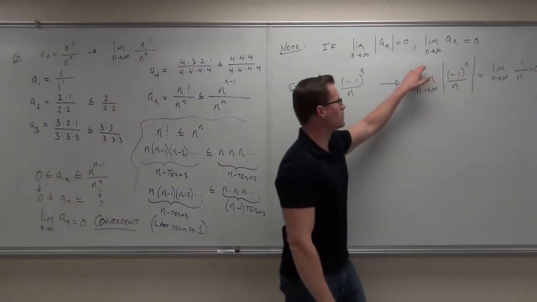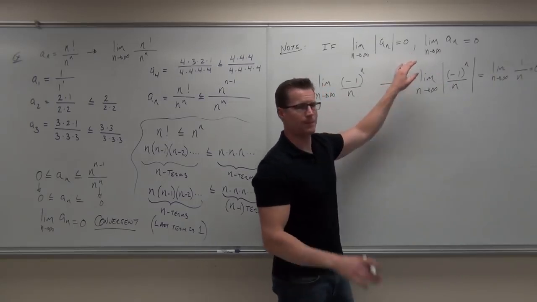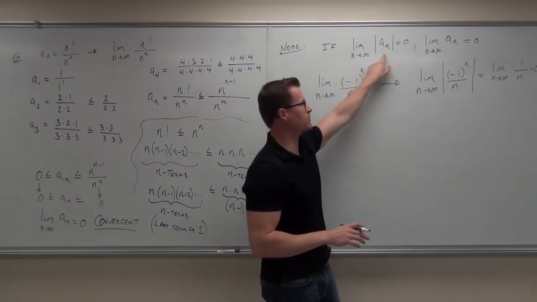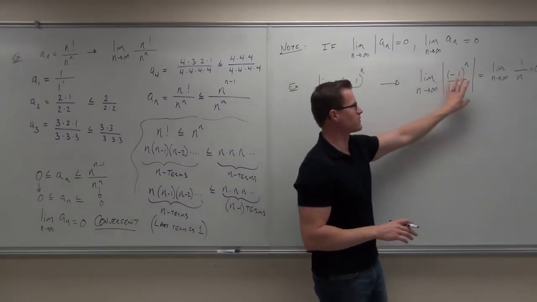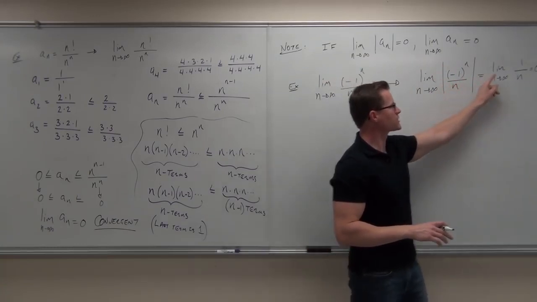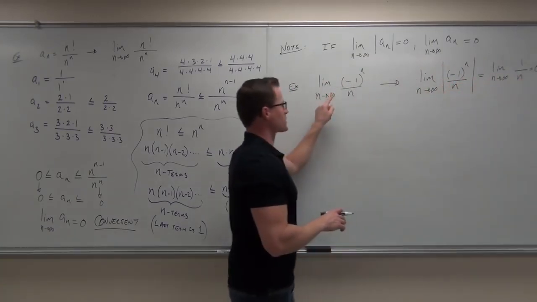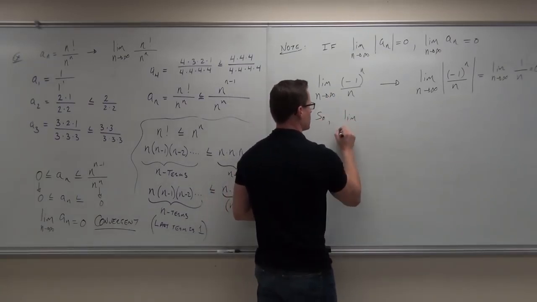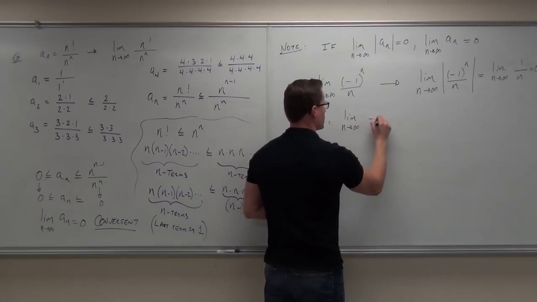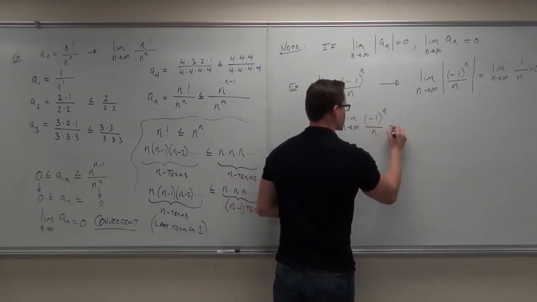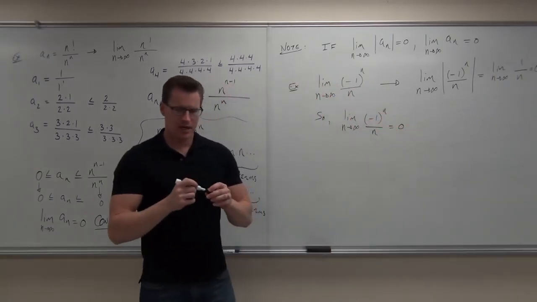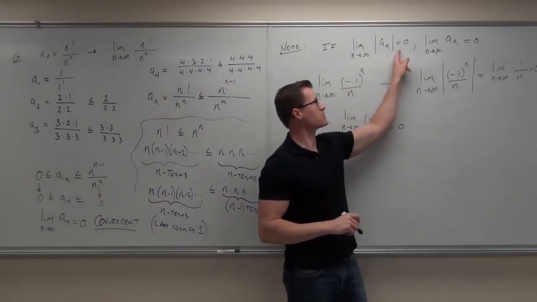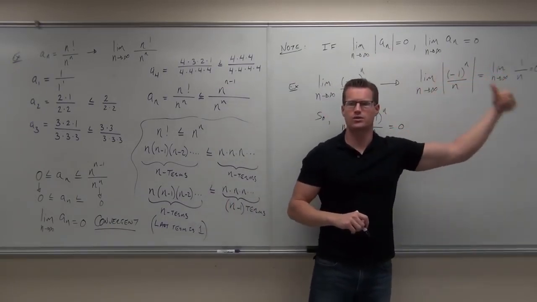And here's where our little theorem comes in. It says take your sequence, whatever you had, take the absolute value of your sequence. Okay, here's our sequence. Let's take the absolute value of our sequence. If this limit works out to be 0, what's it tell you about this limit? It's also 0. So the limit as n approaches infinity of (-1)^n over n is also 0. If the limit of the absolute value of the sequence equals 0, the limit of the sequence itself also equals 0.